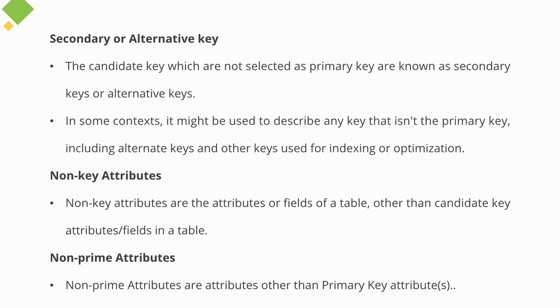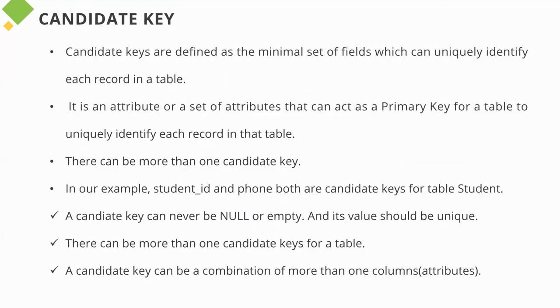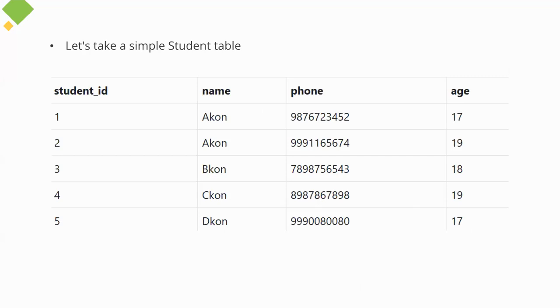And what are non-key attributes? Non-key attributes are the attributes other than candidate keys. They're not a key at all. Those are called non-key attributes. Non-prime attributes are the attributes other than primary attributes. We'll see about all the keys in detail shortly.